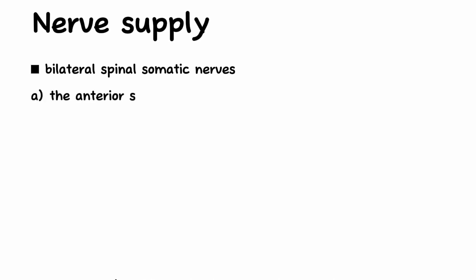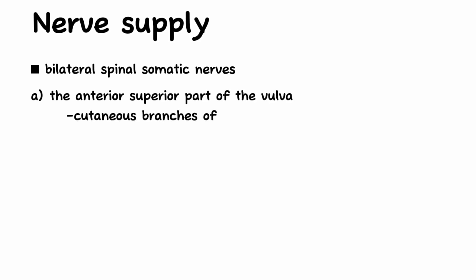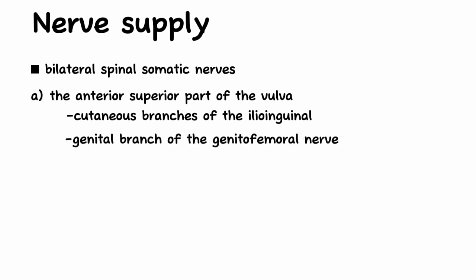Now, let's look at the nerve supply, which is derived from bilateral spinal somatic nerves. This is distributed regionally. The anterosuperior part of the vulva is supplied by cutaneous branches of the ilioinguinal nerve and the genital branch of the genitofemoral nerve, originating from L1 and L2 spinal segments.